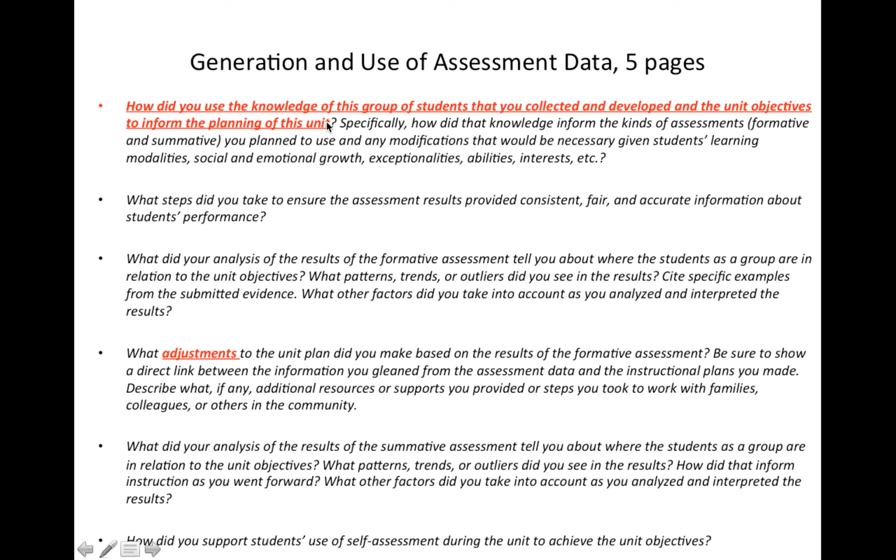Specifically, now look at this. You see how you've got this question? And then down below that, they're going to help guide you on how they want you to answer that. Specifically, how did this knowledge inform the kind of assessments, formative and summative, that you plan to use? And any modifications that would be necessary given students' learning modalities, social, emotional growth, exceptionalities, and abilities and interests. That tells you there should be modifications based on some of that, okay? Then what steps did you take to ensure the assessment provided consistent, fair, and accurate information?